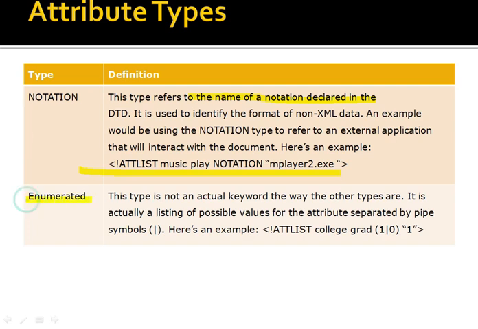Then enumerated. This type is not an actual keyword the way the other types are. It is actually listing possible values for the attribute separated by the pipe symbol, like this. College grade, 0 or 1. This is the default one; the default value is 1. So like this, you can also have an enumerated value, the possible values for this attribute grade.